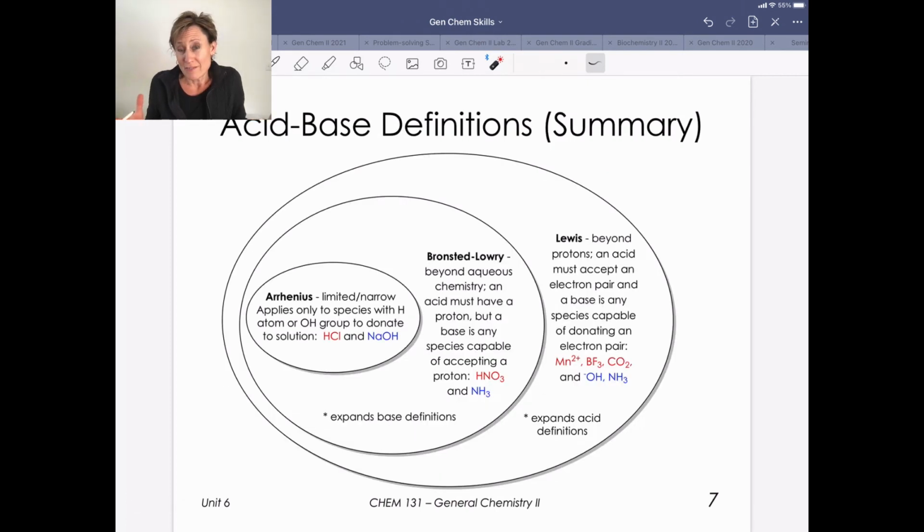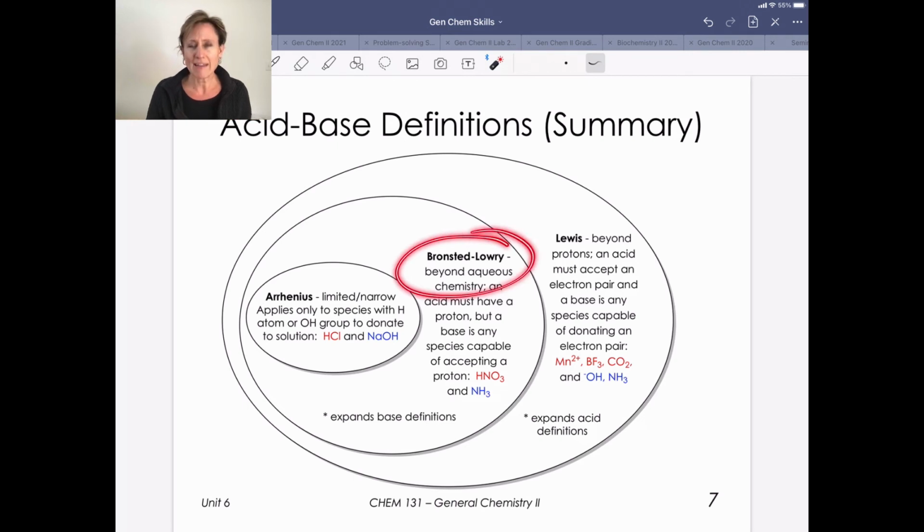So the Arrhenius definition is a pretty limited, narrow definition. It really says that an acid is only something that contributes H+ to solution, and a base is something that contributes OH- to solution. So classic things like hydrochloric acid and sodium hydroxide fit very well. But there's lots of things that we know to be acids or bases that don't fit that. For example, we know amines are bases, but they don't fit that category.